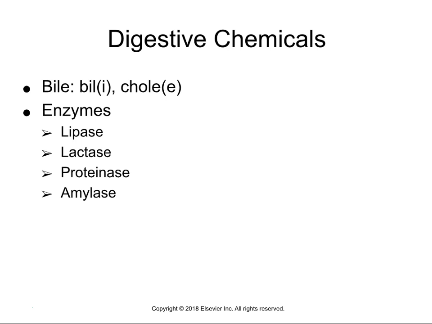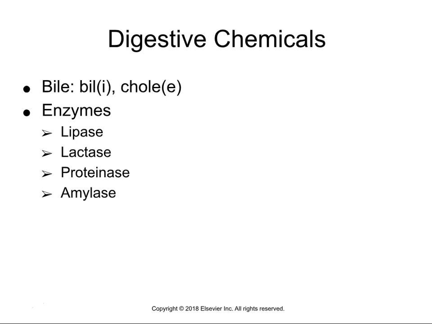Digestive enzymes then act upon food substances, causing them to break down into smaller compounds. Enzymes are usually named by adding the suffix ase, which means enzyme, to the combining form that it acts on. So, for example, lipase is the enzyme that acts on lipids.